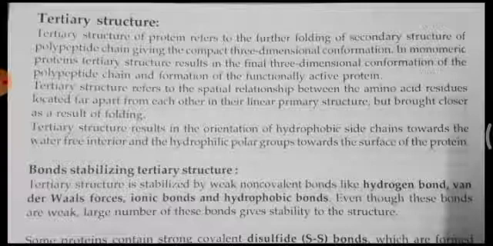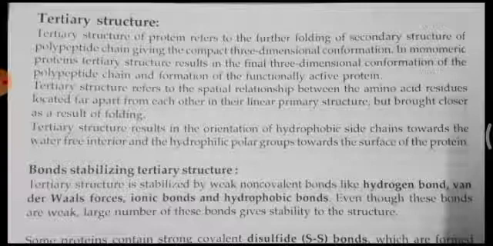The polypeptide chain gives a compact three-dimensional conformation. In monomeric proteins, tertiary structure results in the final three-dimensional conformation of the polypeptide chain and formation of functionally active proteins. So the secondary structure will undergo folding, bending, twisting, coiling, forming the tertiary structure, which is going to form a functionally active protein. So proteins are active once they get into tertiary structure. Tertiary structure refers to the spatial relationship between the amino acid residues located far apart from each other in their linear primary structure but brought closer as a result of folding.